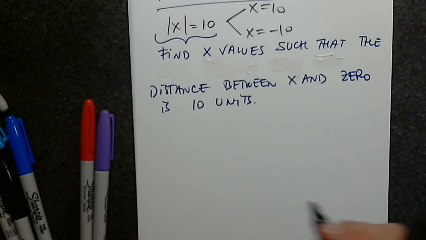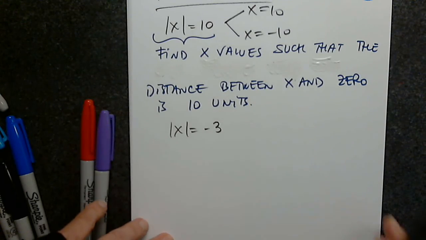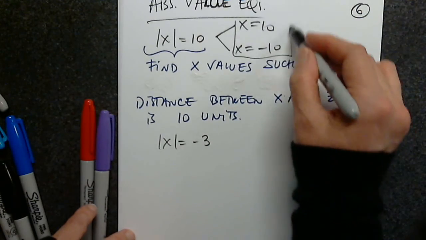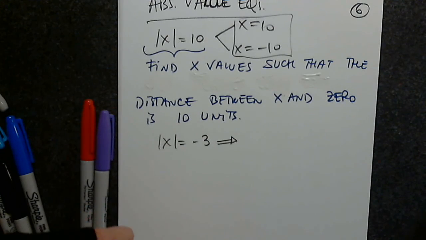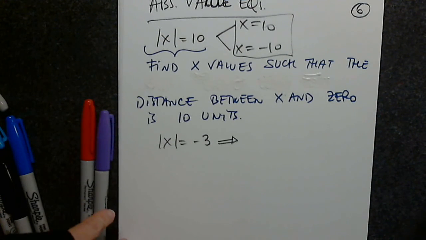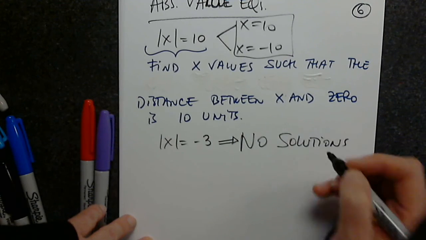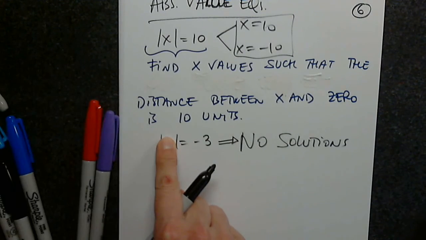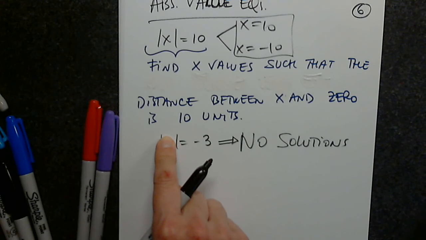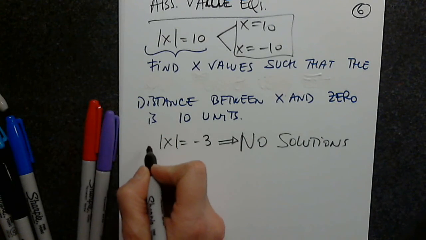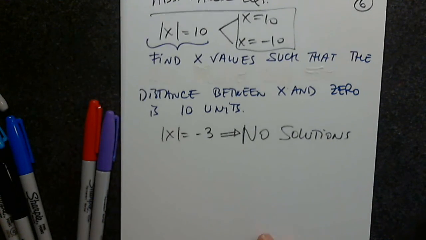Now, what if I have the absolute value of x equals negative 3? So these are the solutions here. What will you say about this? I'm telling you the distance is negative 3 units. What will you say? No matter what you put in here, the distance will never be negative 3. Because any absolute value is always positive, unless there is a minus in front, which is a different story. Perfect.